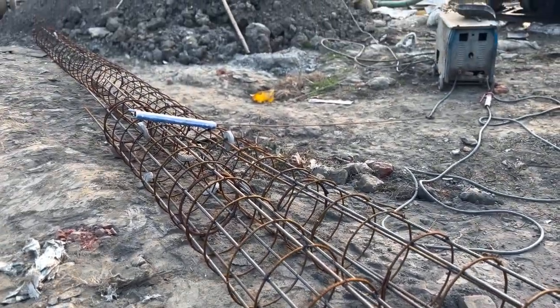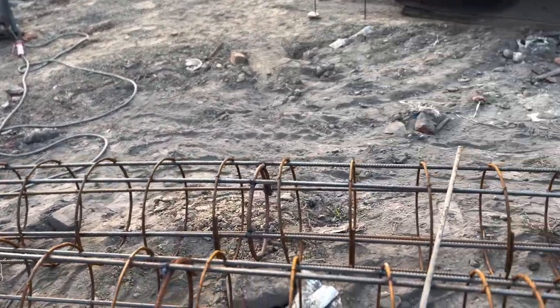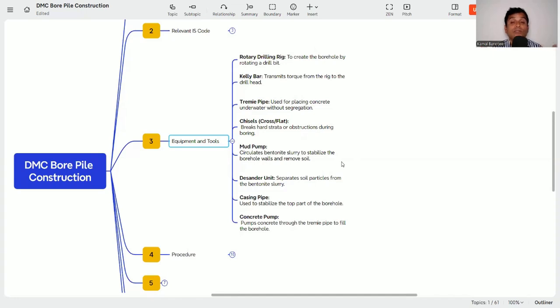Then we need the kelly bar, which transmits torque from the rig to the drill head. So the torque is transmitted to the drill head, and it goes down and creates a hole, or we excavate the area.